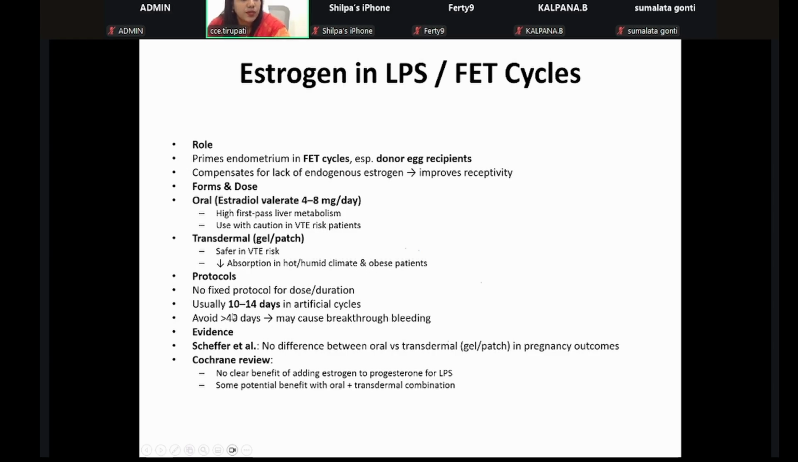It should not be used for more than 40 days, which causes breakthrough bleeding. Usually we give estradiol for 10 to 14 days. Then if the endometrium is adequate, we can start luteal phase supplementation. In the luteal phase, according to Cochrane, there is no clear benefit in adding estrogen, but usually we prefer to add it in HRT cycles along with progesterone.